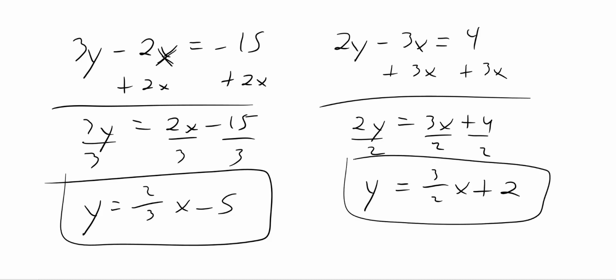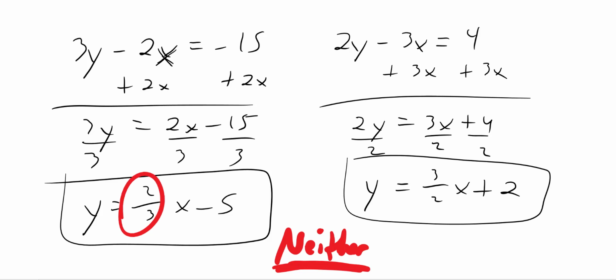So what is this? Parallel or perpendicular? You should be telling me it's neither. Why is this neither? Because here's a slope and here's a slope. What is it missing? It's not opposite. They're both positive. It has to be both. It can't just be one. Even if one's negative and one's positive, that is not perpendicular. It's got to be opposite and reciprocal. So that's why this one's neither.